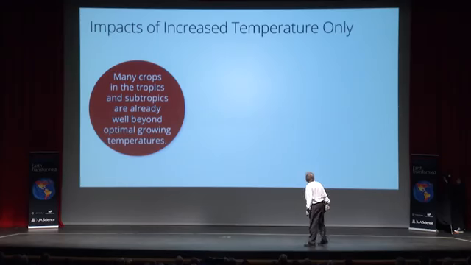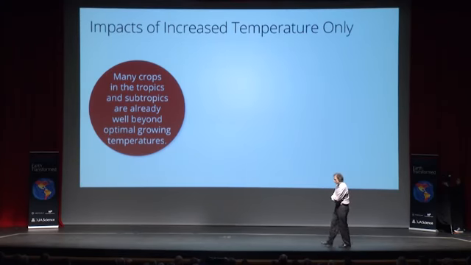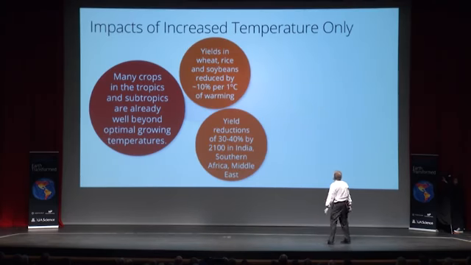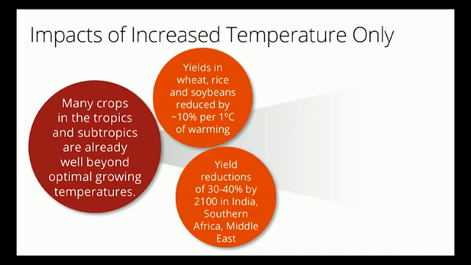So many crops in the tropics and subtropics are already well beyond the optimal growing temperatures. So with increasing temperature, we expect yields of wheat, rice, soybeans, maize to be reduced by 10% per degree C of warming. Yield reductions of around 30 to 40% in 2100. That translates to India, Southern Africa, the Middle East, pretty much anywhere between 35 north and south where you're going to grow these crops.